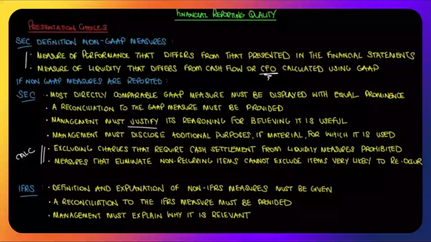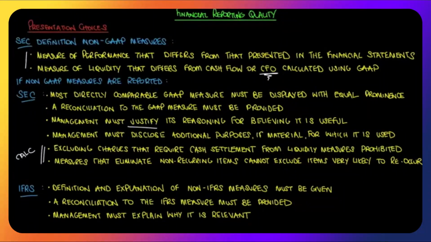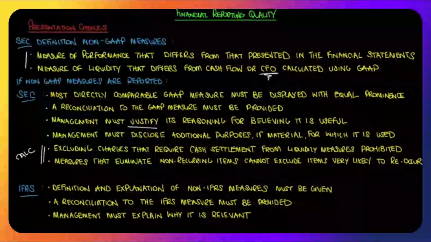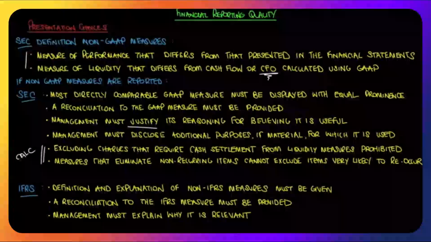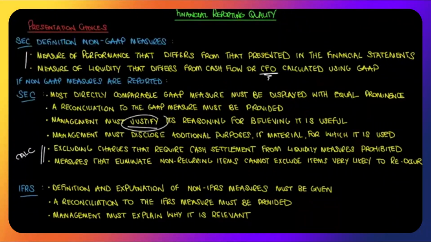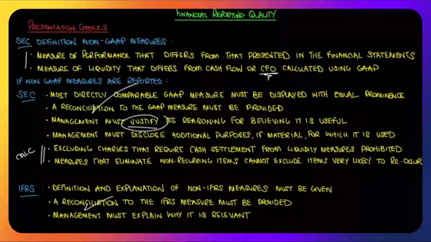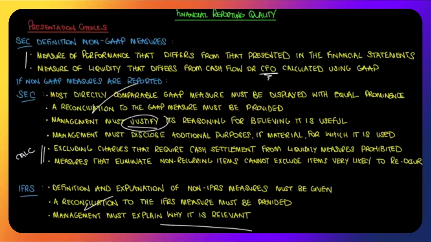Measures that eliminate non-recurring items cannot exclude items, and you're probably ahead of me on this, that are very likely to reoccur. That's clearly just nonsensical. You can't call it a non-recurring item if it keeps happening every single year. Not as much under IFRS, but just as logical. Definition and explanation of non-IFRS measures must be given. We said that with the SEC, a justification, a reconciliation, exactly the same, and explain why it is relevant.